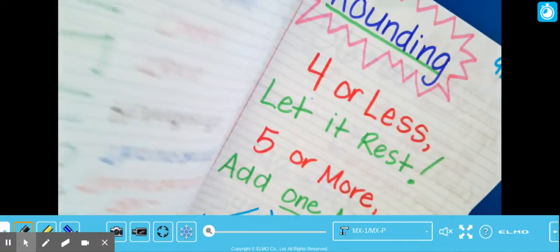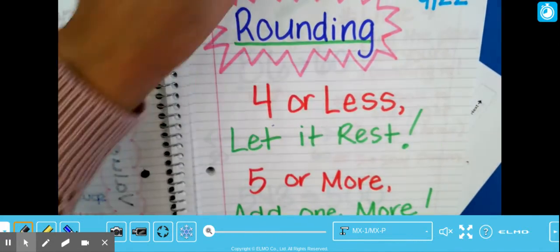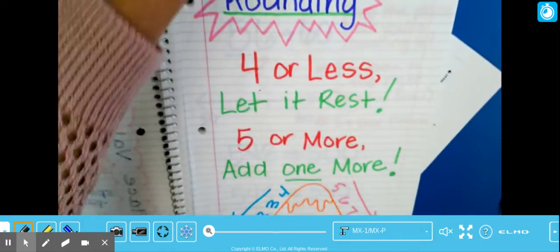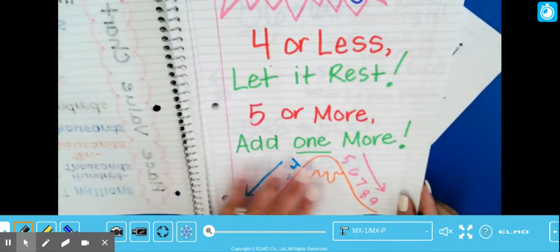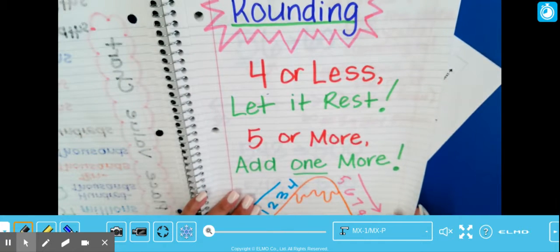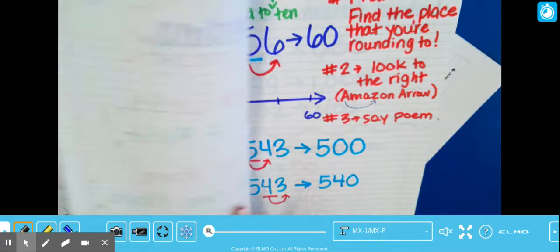In our notes, we also talked about rounding. We said this little poem here: 4 or less, let it rest, 5 or more, add 1 more. So you should have something like this in your notebook. You can always pause this video and copy it down if you're missing anything.